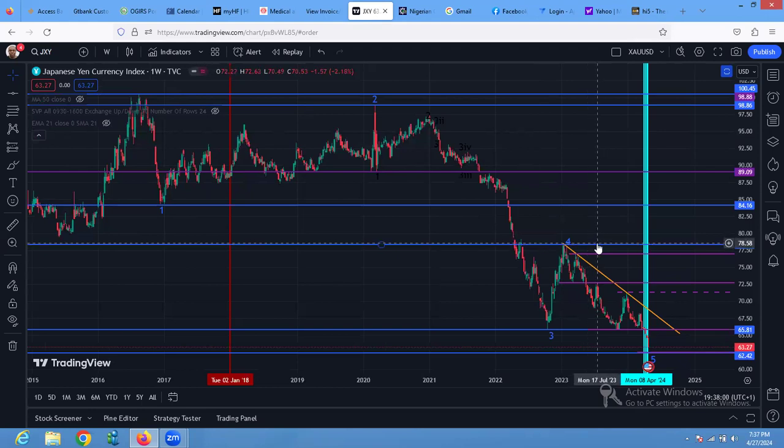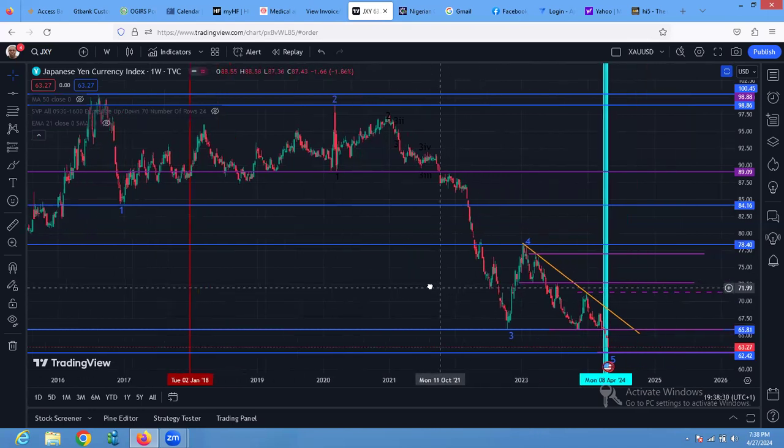is 61.8 to the downside, or 1.27, because most of the time the extension to the downside of this particular wave, 3 to 4 to give us 5, might just be within 1 to 5, 1 to 6, 1 to 7.